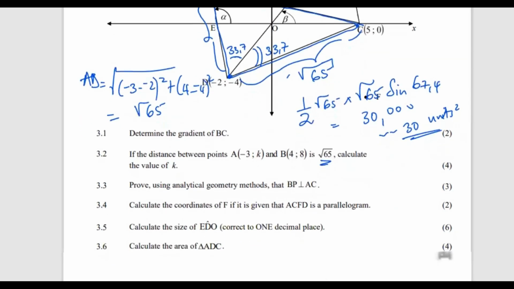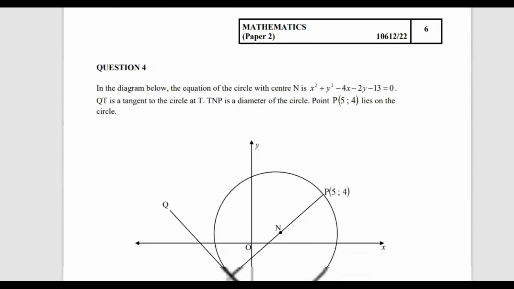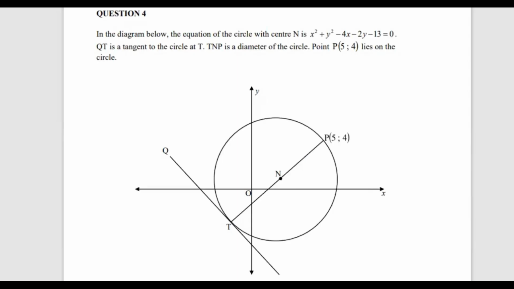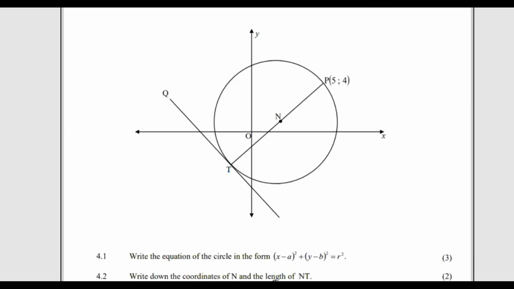Then that is question 3. Then question 4, dealing with the circles. Telling us the diagram below, the equation of the circle N is given as that. And then QT is a tangent to the circle at T. T and P is the diameter of the circle. Point P, which is (5, 4), lies on the circle. All right. Then the question is, can we write the equation of the circle in this other format?